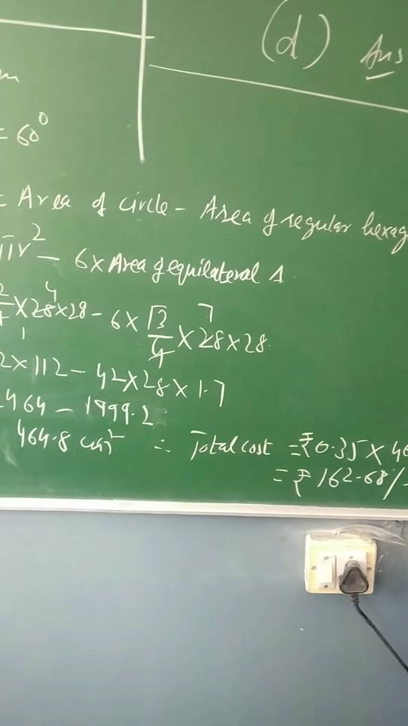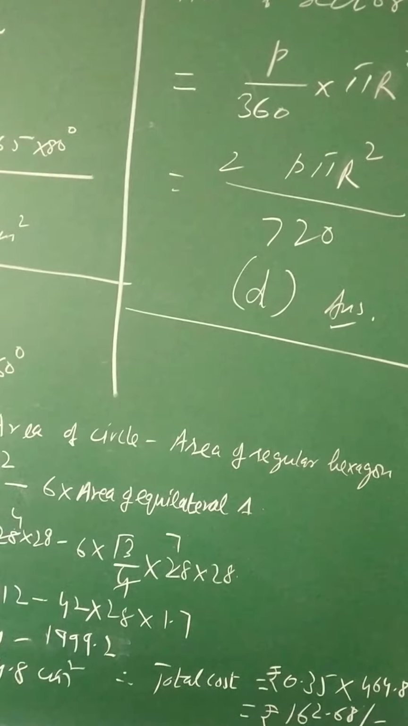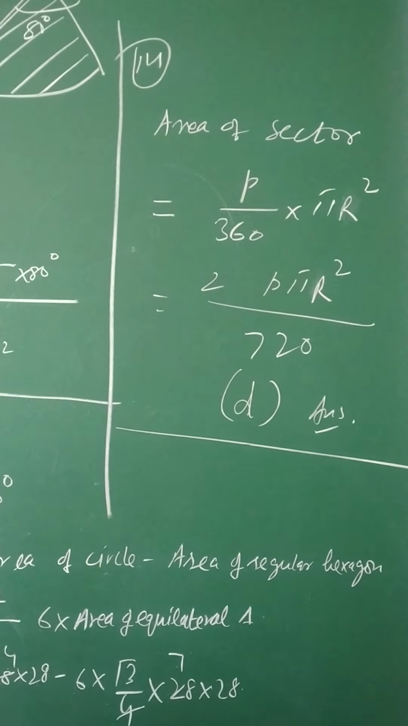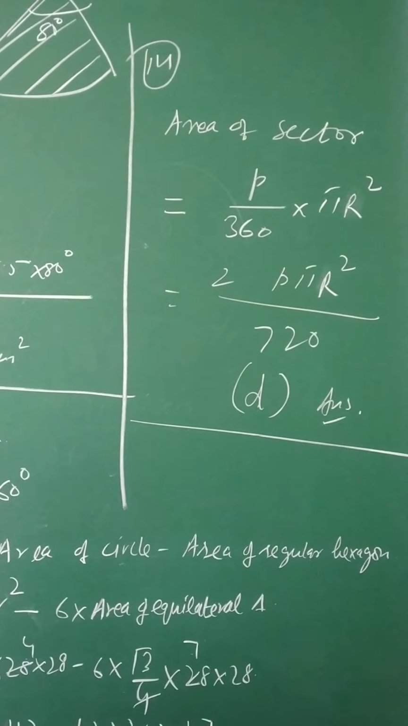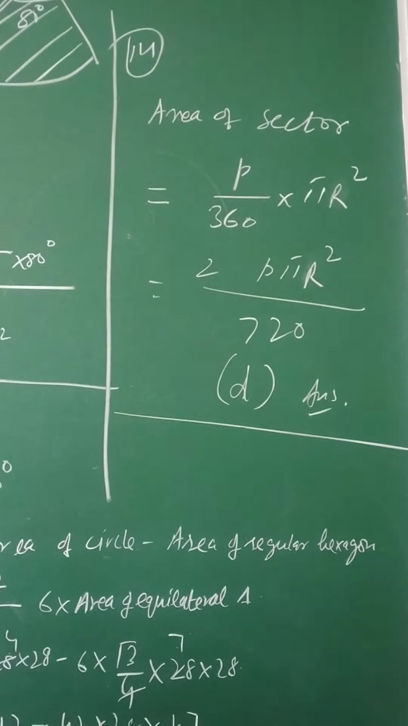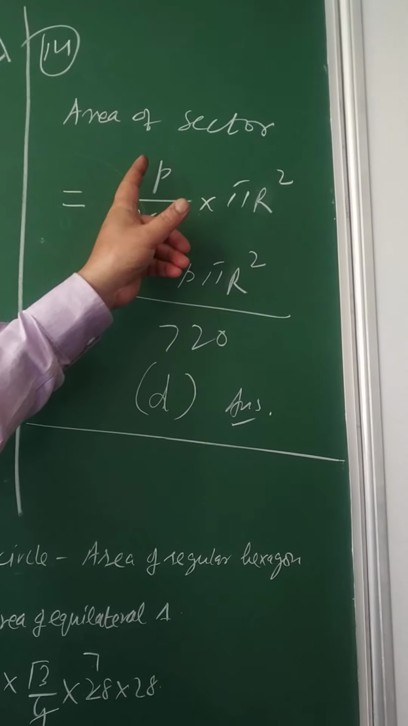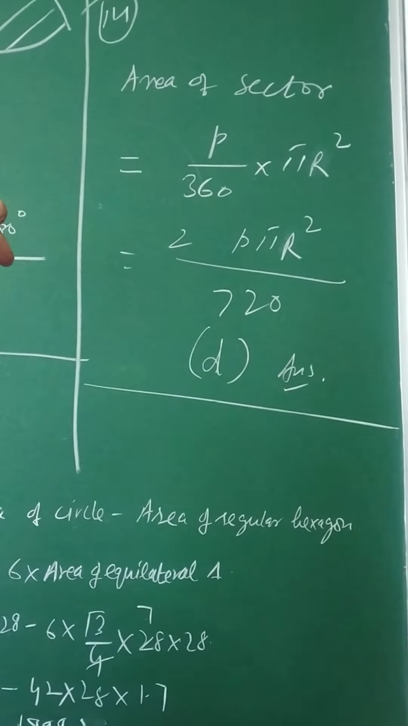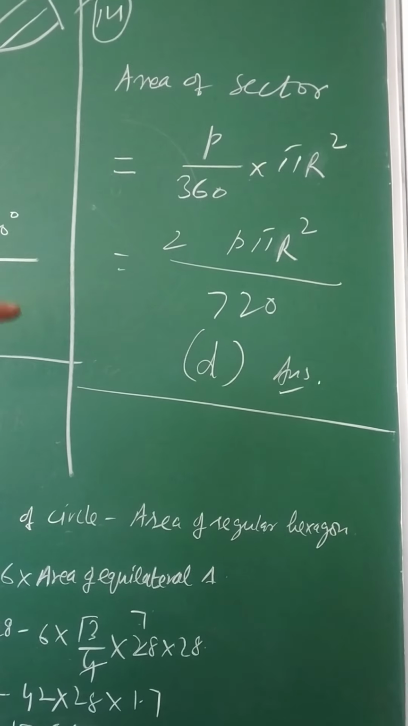Then last, that is the 14th question. Take the correct answer in the following: area of sector of angle P in degrees of a circle with radius r. So the area of a sector with theta is pi r square theta upon 360. So pi r square theta means theta now is given as P, upon 360.